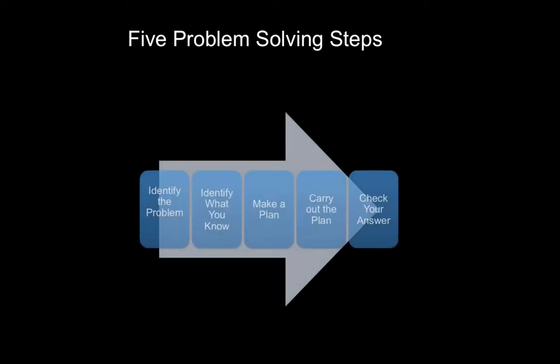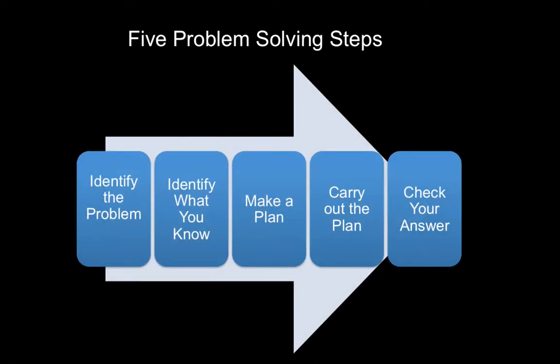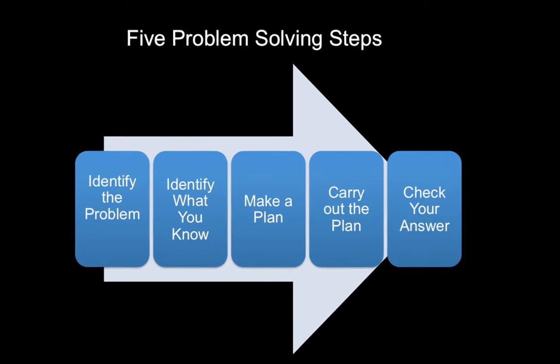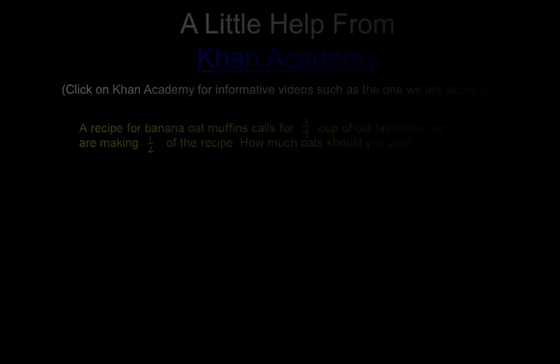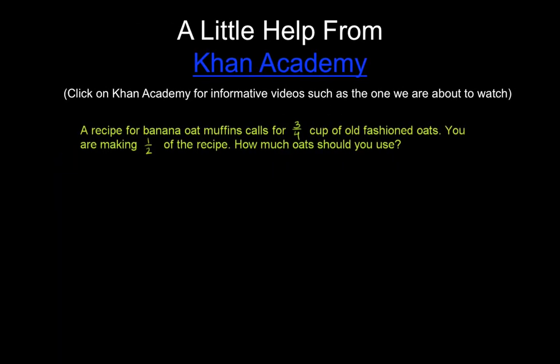Again, this being a review lesson, we're going to go over the 5 problem-solving steps. This is just to remind them they've been taught this before. Then we would use something like Khan Academy. It would just explain a problem and go through it. Again, it's one of the easier type problems.